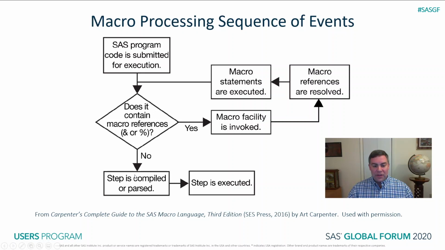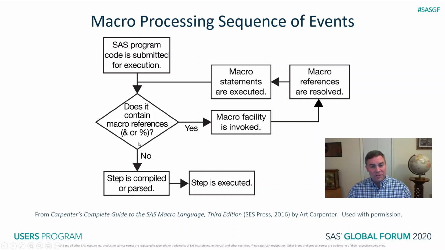And then that step, meaning the data step or PROC that we just submitted, will be compiled, parsed, and executed in the normal way. However, if that text that came out of the macro processor has additional macro references in it, then this loop must repeat. And this can repeat as many times as necessary in order to resolve all of the macro references and execute all the macro statements until we're left with nothing but pure text.